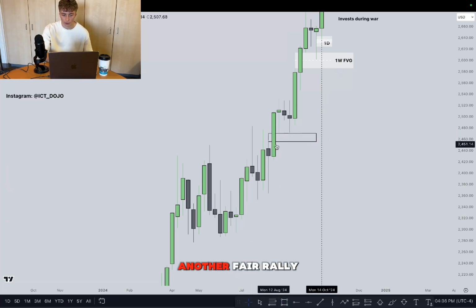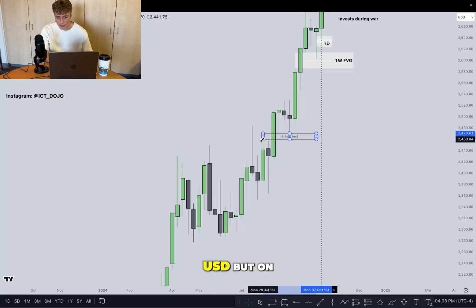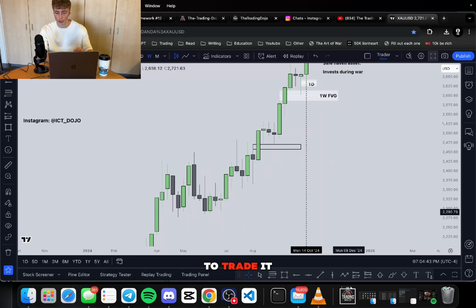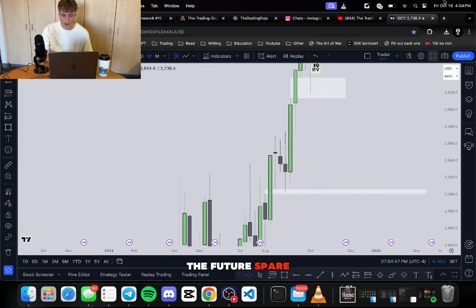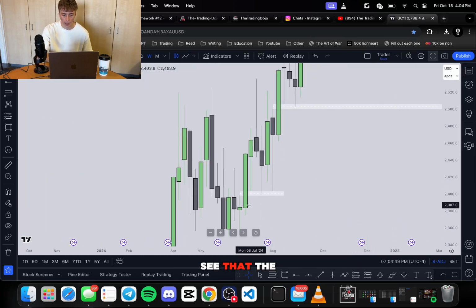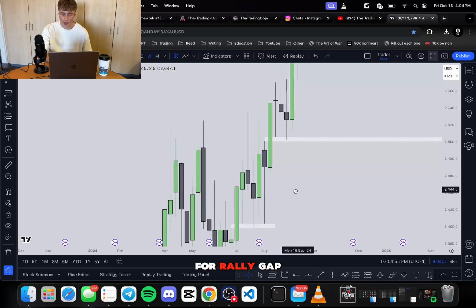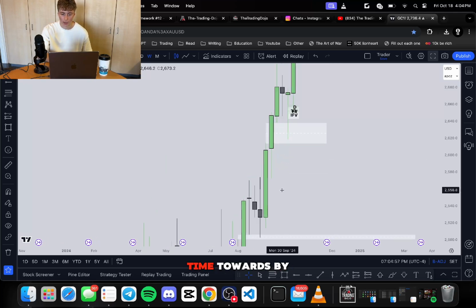Look at this, another fair value gap. This is XAU USD, but on the futures pair, this did actually tap in and we were able to trade it. So let me pull that up real quick. GC1, this is the futures pair. Yeah, I have it marked out. So you can see that with the weekly fair value gaps, almost every single time it consolidates, leaves that range, and we tap into a weekly fair value gap, we get that move every single time towards buy side. So that's another reason you're really safe going towards buys.